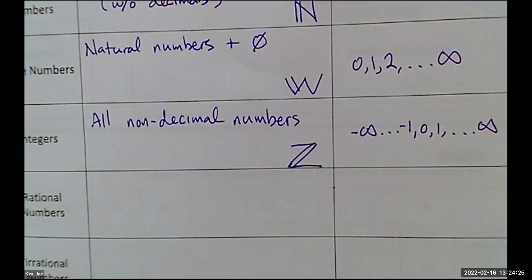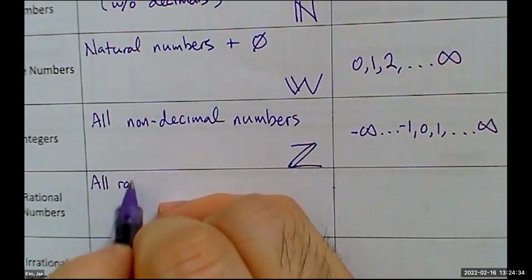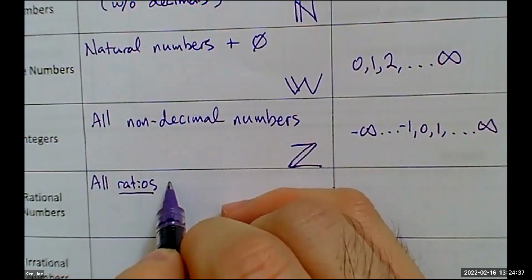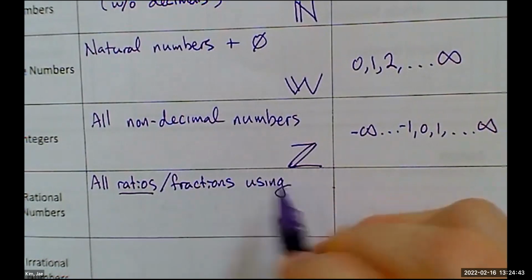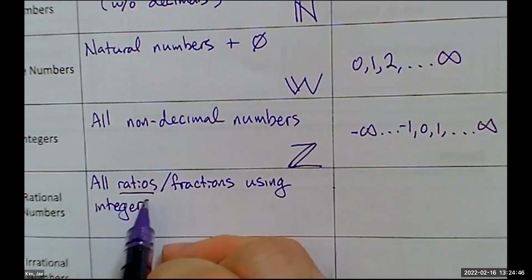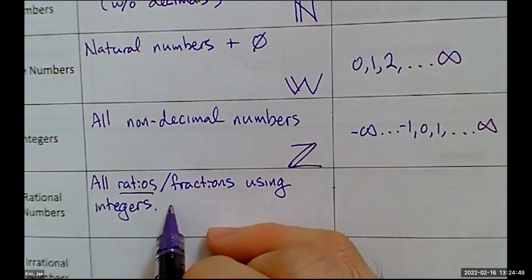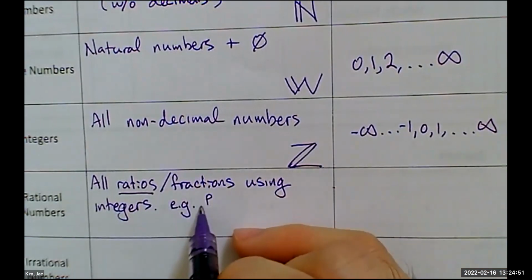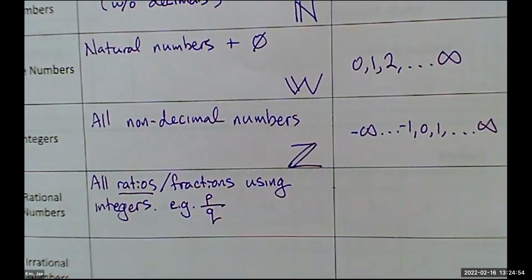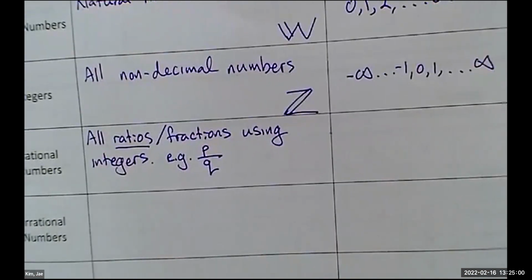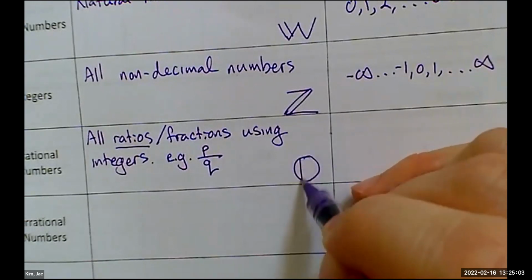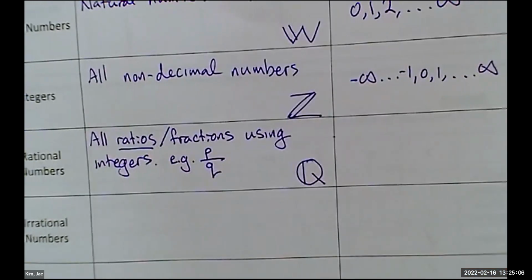Rational numbers, again, if you can write it as a fraction using integers, it's rational, okay? All ratios, and that is e.g. P divided by Q. If you can write it as a number divided by another number, where both of them are integers, you've got yourself a rational number. And rational is Q for quotient, Q for a division.